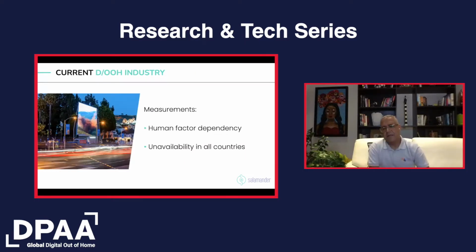What are our current industry measures of visibility index? They are highly dependent on a human. We use a human to come up with the value. And most importantly, different governing bodies in different countries use different methodologies and different standards. And unfortunately, it's not available in most third world or less developed countries.